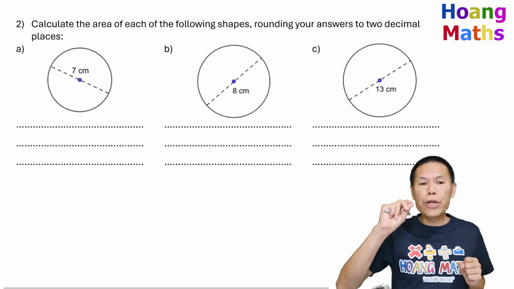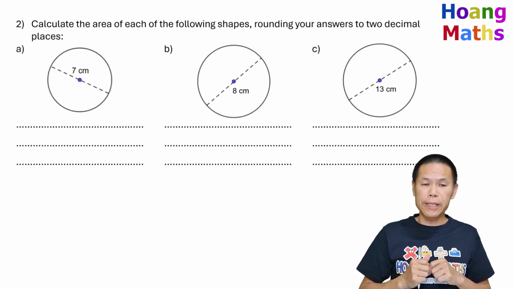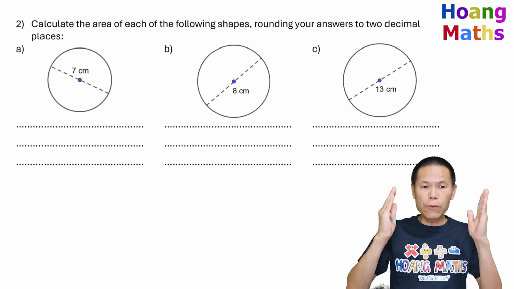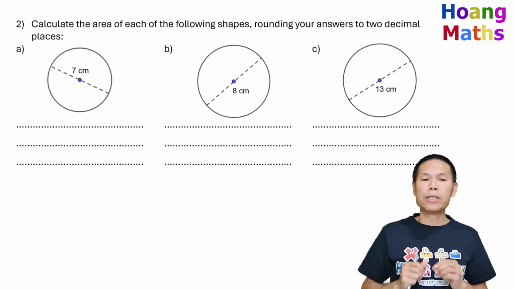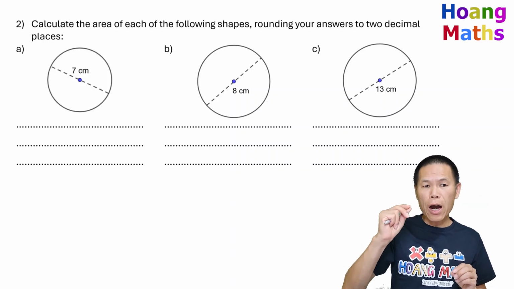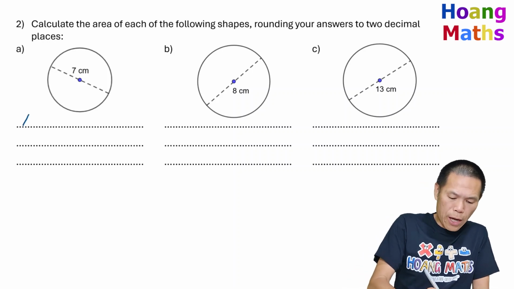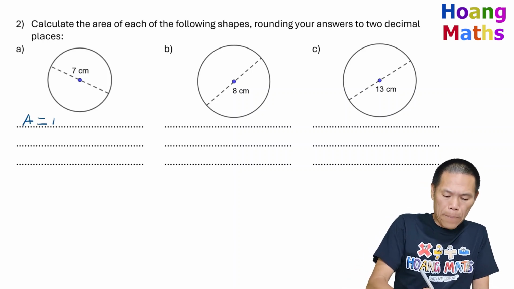Second one. We need to calculate the area of this circle correct to two decimal places. So first of all, we know that the area of a circle is pi r square. Let me just write this down first. So the area is pi r square.